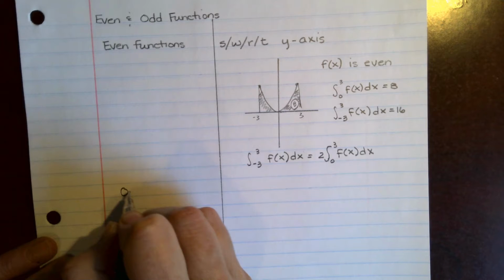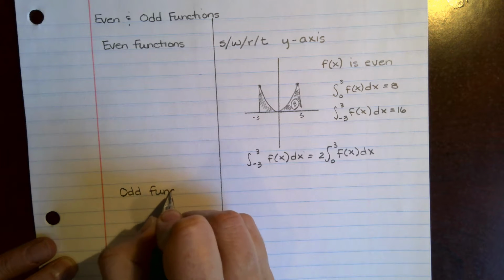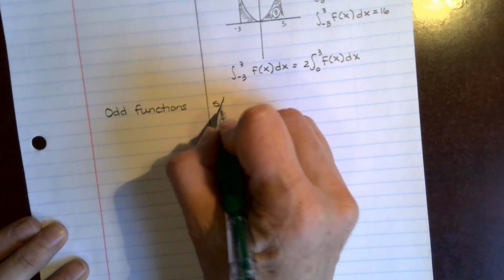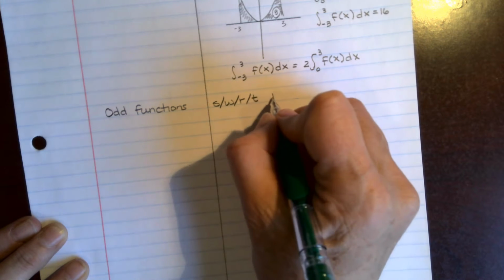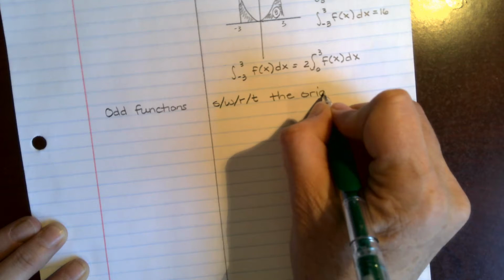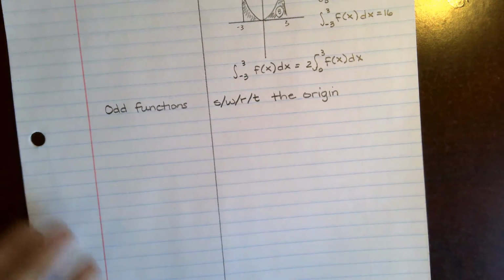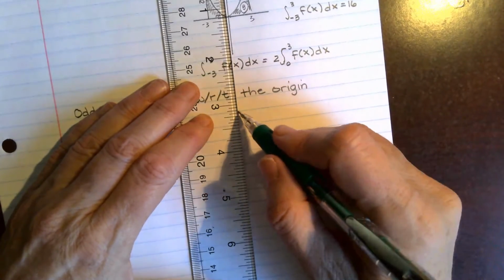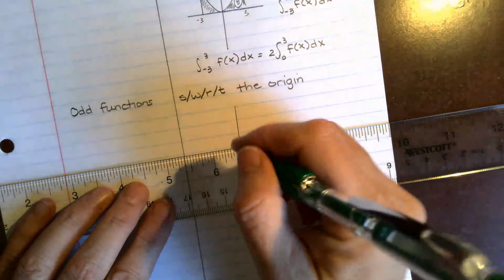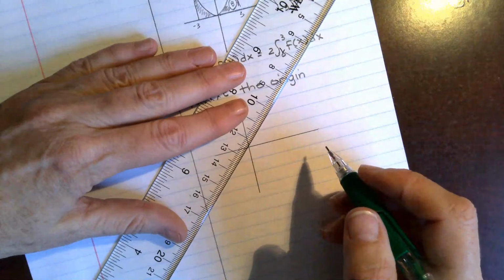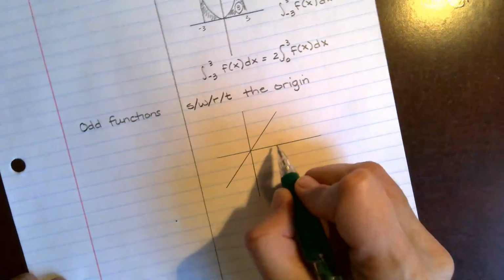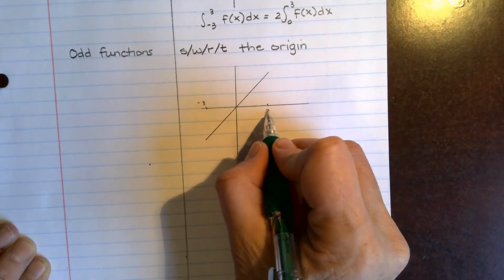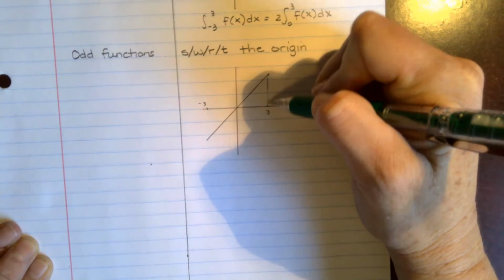Okay, now odd functions also are interesting if we notice them. And remember that these guys are symmetric with respect to the origin. Okay, so let's say that I have some graph here, and that I know that it's odd. And I'm just going to make something real simple here. And maybe that this is -3, and this is 3, and we're finding the area.